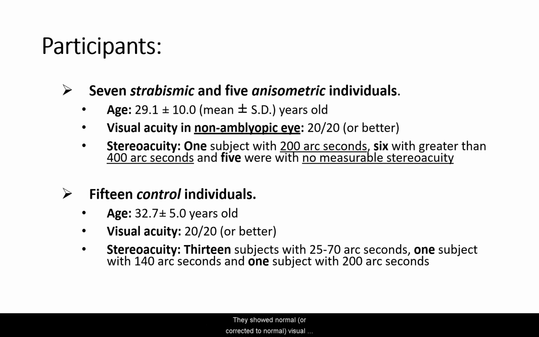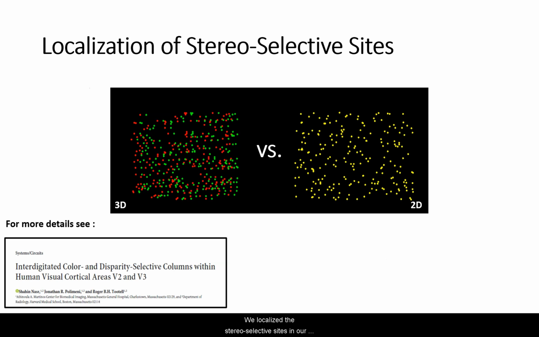They showed normal or corrected to normal visual acuity in both eyes and significantly better stereo acuity compared to amblyopes based on RANDOT test. We localized the stereoselective sites in our subjects by contrasting the response evoked by 3D versus 2D stimuli generated by random dot stereograms, RDS. Subjects saw the stimuli through red and green filters that were installed on the head coil.